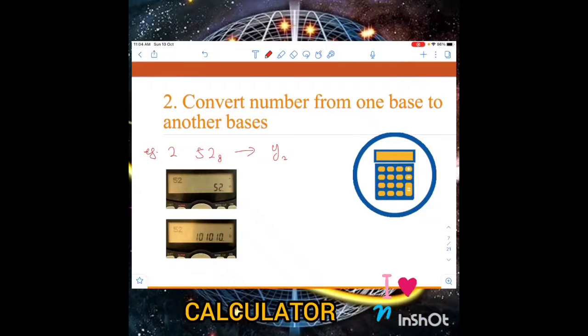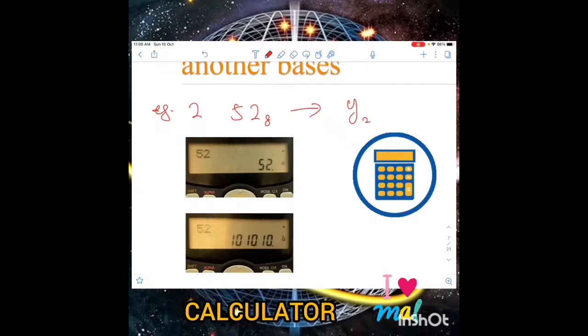Next example that I'm going to show you is how we convert a base 8 number into a base 2 number. As usual, we have to choose base 8 before we key in the number 52 into the calculator. After we have pressed the button OCT, the calculator is ready for base 8 numbers. So at this moment, we press 52 on the calculator and press equal. As you can see on the screen, the calculator has registered 52 base 8.